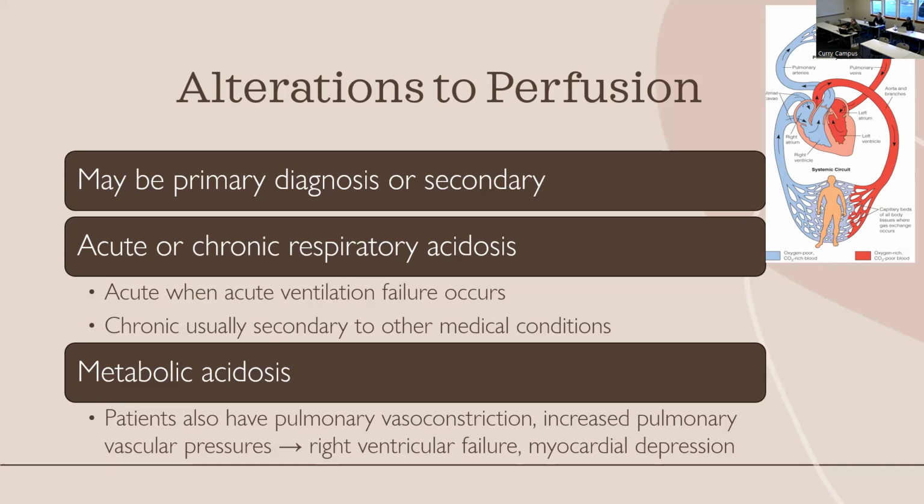Usually have pulmonary vasoconstriction, increased pulmonary vascular pressures. So right ventricular failure, and we'll talk a little bit about that. And myocardial depression. One way we can monitor that is tracking the ABG changes to help identify worsening metabolic or respiratory acidosis.